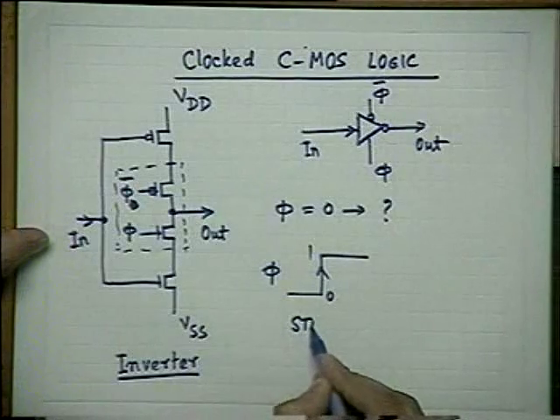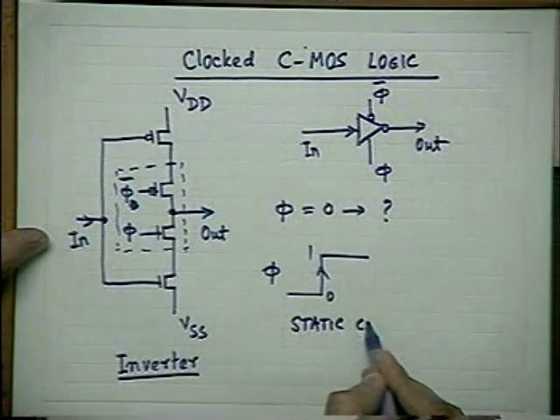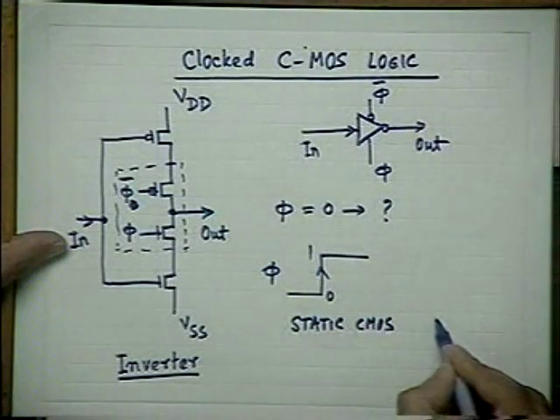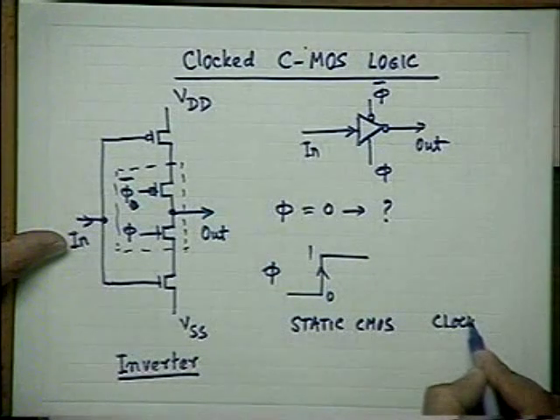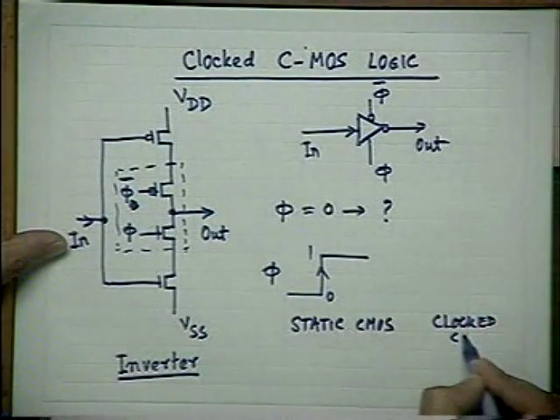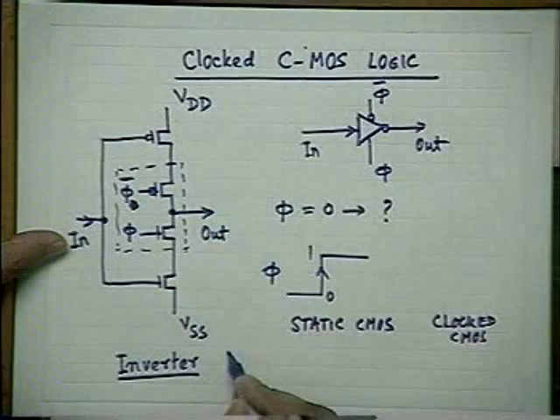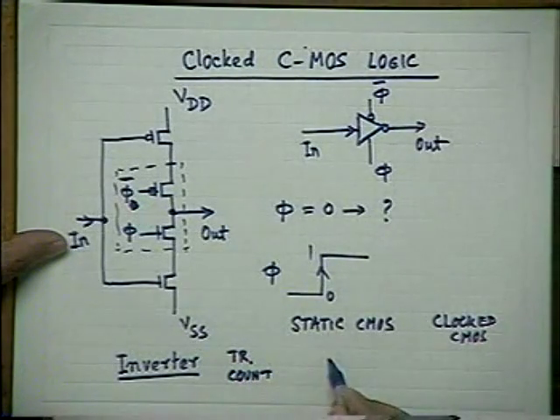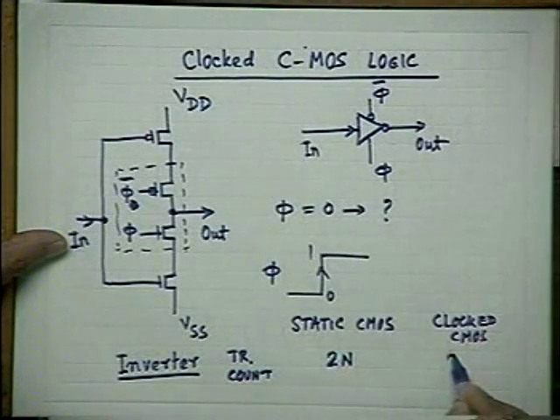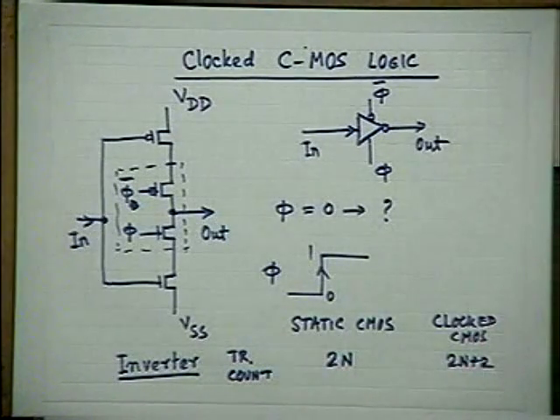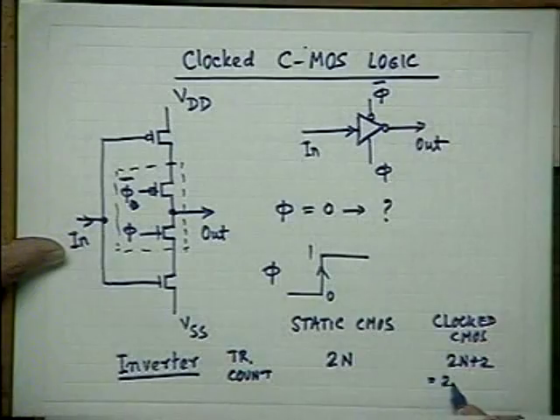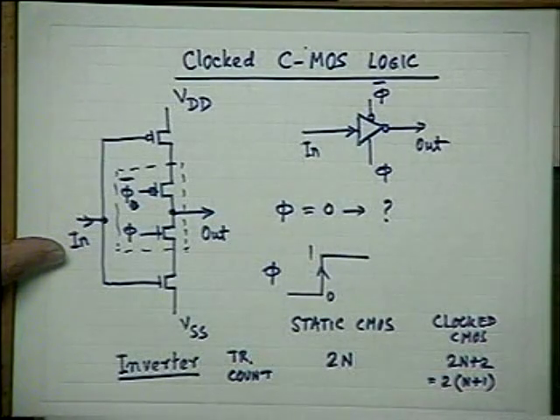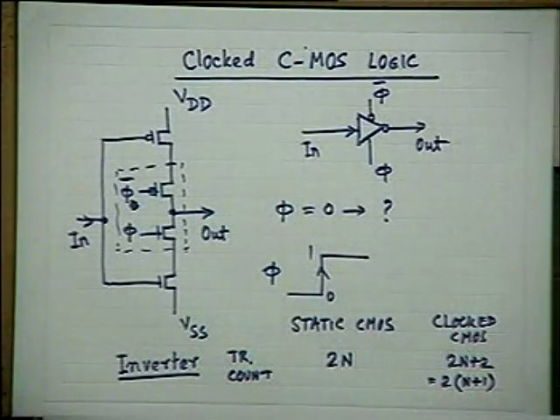Isn't it? Compared, if this is the static CMOS and this is a clocked CMOS, the transistor count in this case is 2n, and in this case 2n plus 2. That is 2 into n plus 1. Only advantage gained is that it is a clocked operation. So there are some advantages in it.